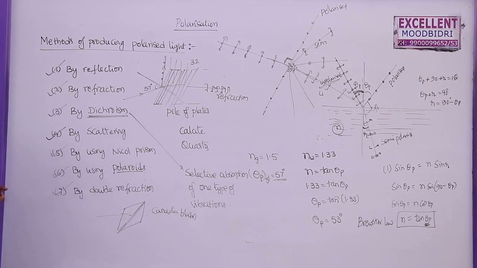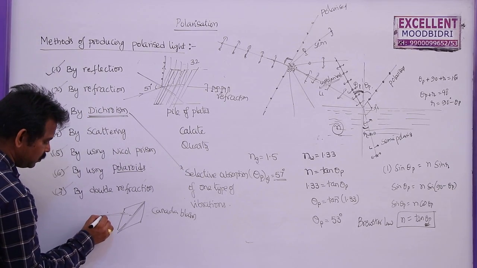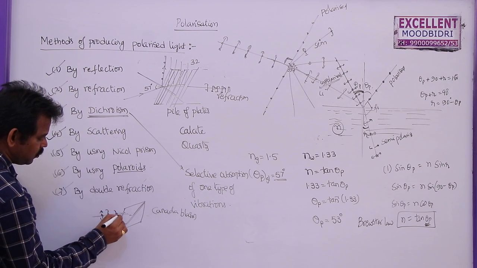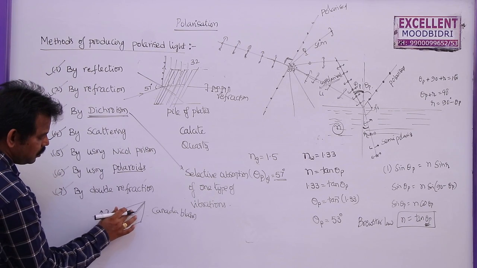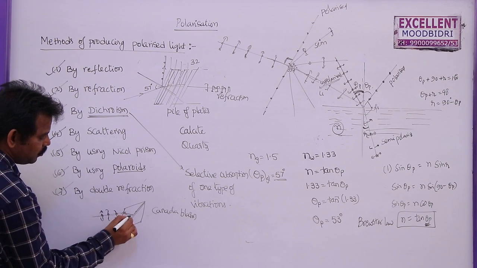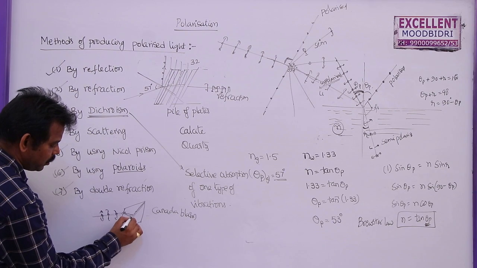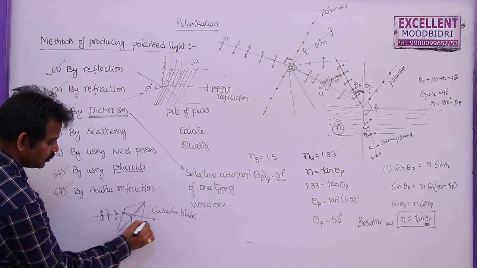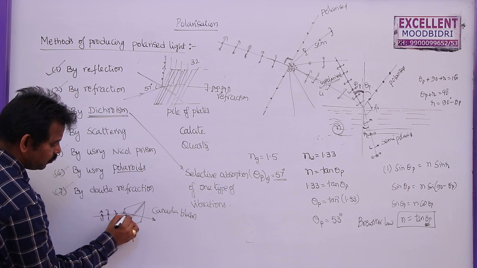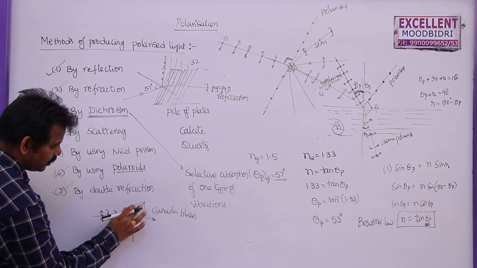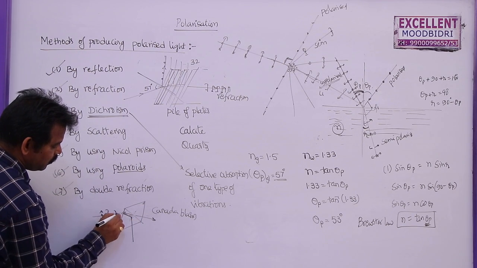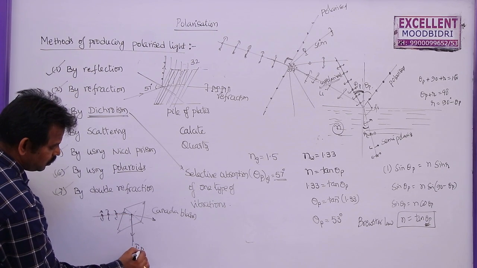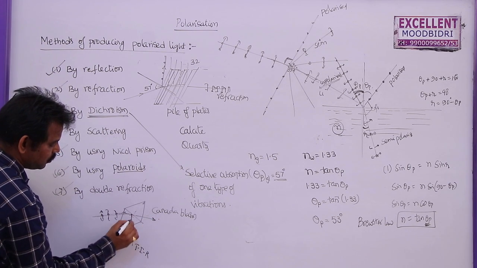Now in double refraction, similar to this one, if it is unpolarized light having both dot and arrow components, when it enters into this one, instead of one refraction there will be two refractions, and one light ray will undergo total internal reflection, and the other one will emerge out. Actually this diagram should be like this here. When it undergoes refraction, one ray will undergo total internal reflection, and the other one will come out as it is.